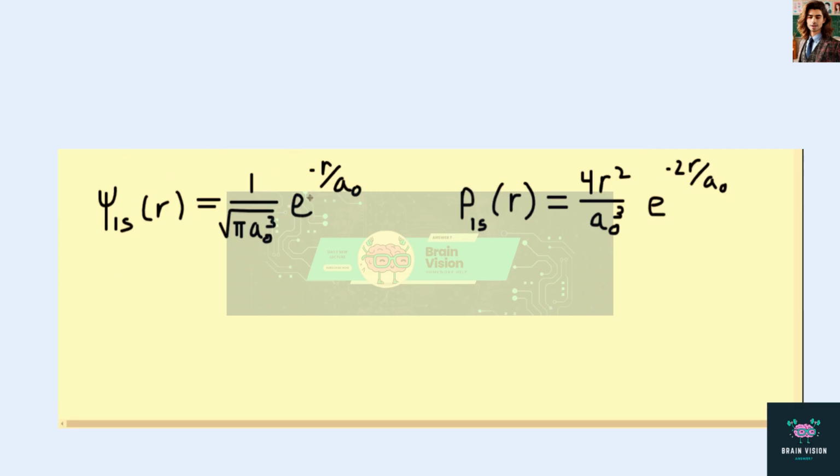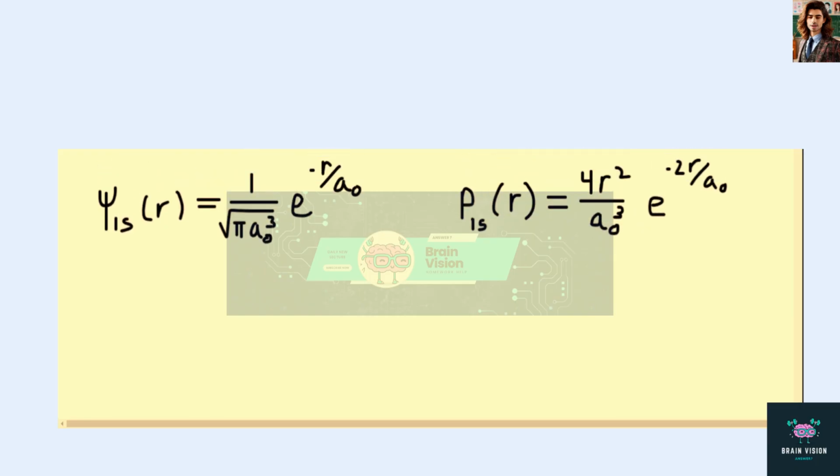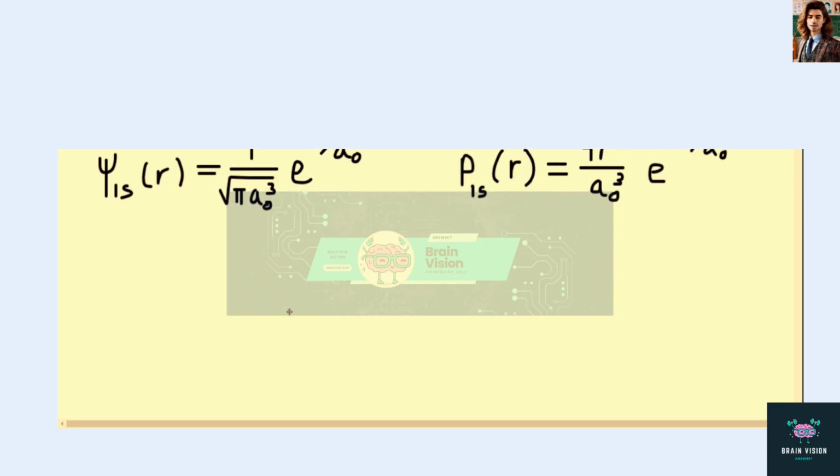For this question, we're asked to plot the wave function psi1s as a function of the radius r, as well as the probability density p1s as a function of the radius r. So I wrote out those equations here. To plot them, the easiest way is just to simply plug them into some kind of plotting program. I just used a graphing calculator.